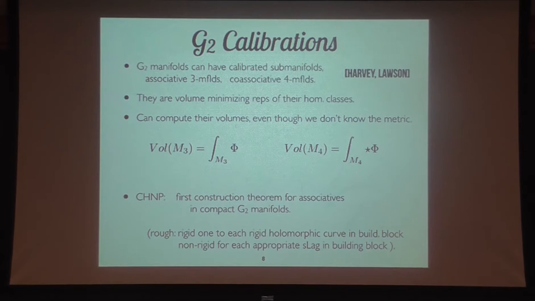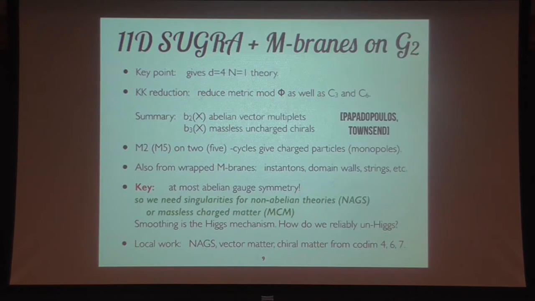So the volume of an associative, M3, is just the integral of phi over the manifold, and similarly for the co-associative, M4, you integrate star phi over the co-associative. One of the reasons that I'm mentioning this is that Corti, Haskins, Nordström, and Pacini gave the first construction theorem for compact associatives and compact G2 manifolds. A rough statement is that there's a rigid one associated to each rigid holomorphic curve in an appropriate building block that I'll tell you about. Furthermore, there's a non-rigid one for each appropriate slag, special Lagrangian submanifold, in the building block. So these are the calibrations.